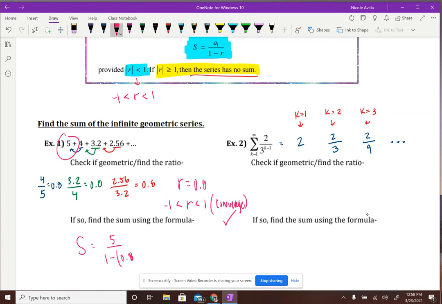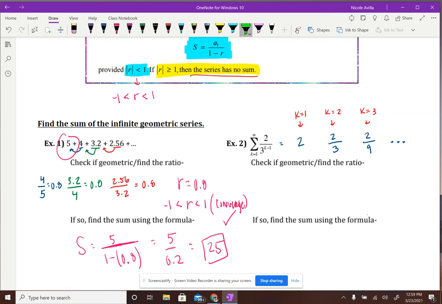Now, I'm going to always show my ratio in parentheses. The reason being is because if you ever have a negative ratio, it can be a little tricky down in that denominator when you see the 1 minus. All right, so I'm going to get 5 over 1 minus 0.8, which is just 0.2. And in this case, 5 over 0.2 should just be 25.